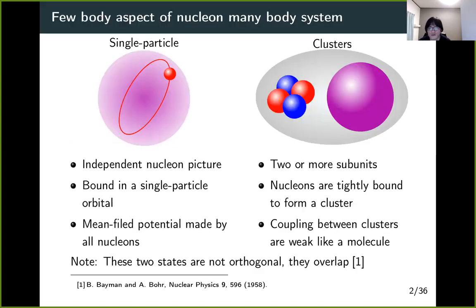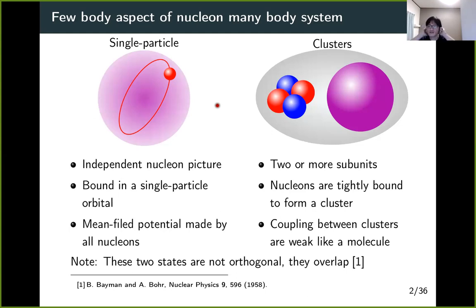As many of you may know, there's a single particle picture of the nucleus, which is independent nucleon motion, where they are bound in single particle orbitals within the mean field potential made by themselves. So this is one of the typical pictures of the nucleus.